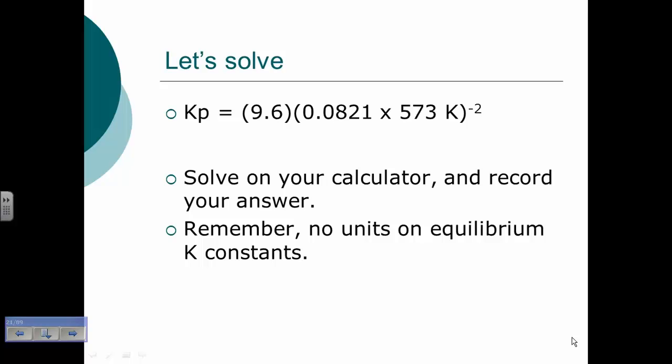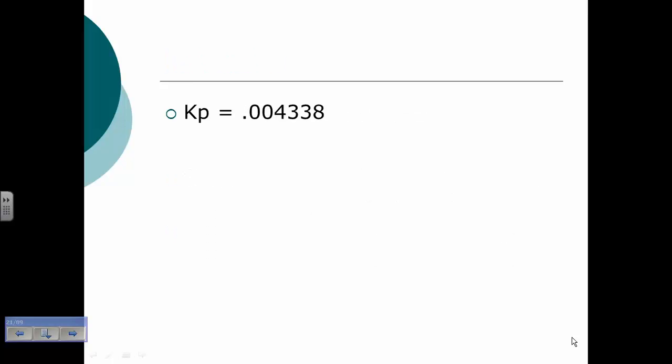It's the product of R times T raised to the negative 2. RT in a parenthesis raised to the power of negative 2, and then multiply by your 9.6. Remember, there's no units on equilibrium, but what'd you get? Write it down on your paper. When you record your answer for Kp, I found 0.004338. Probably didn't record as many decimals. I got carried away. No units, just a number.